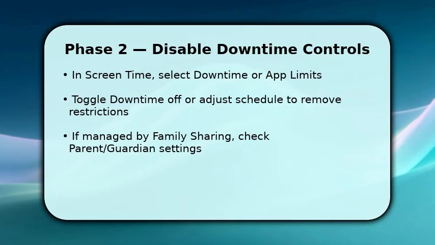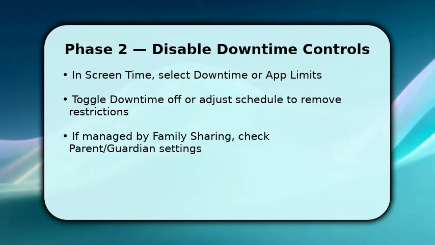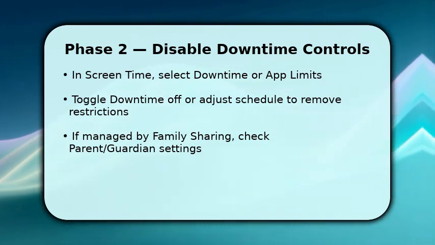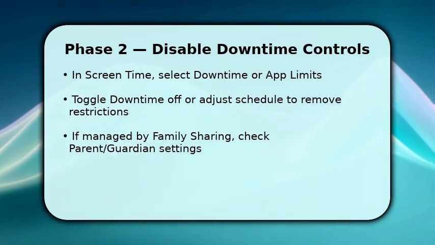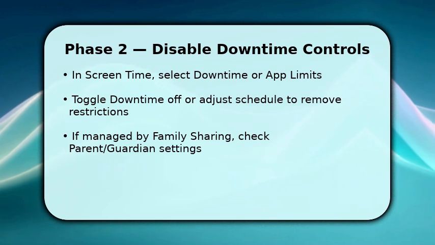You now focus on the core action, turning downtime off. In Screen Time, choose Downtime and either flip the downtime switch off or edit the schedule and save. Make sure you also check app limits. Turning downtime off won't remove app limits.